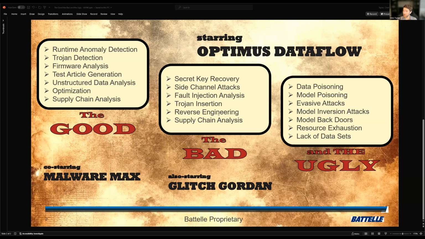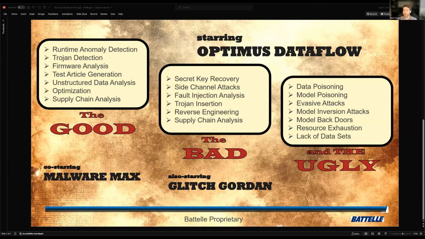Reverse engineering, while it could be a good thing if you're trying to protect your own designs, is a bad thing if you're trying to protect your IP. And then supply chain analysis. We do the same thing to understand our supply chains and how we can be resilient. Somebody else can do it to understand how to attack us, where our critical points are, and how they can disrupt our availability to state-of-the-art devices.